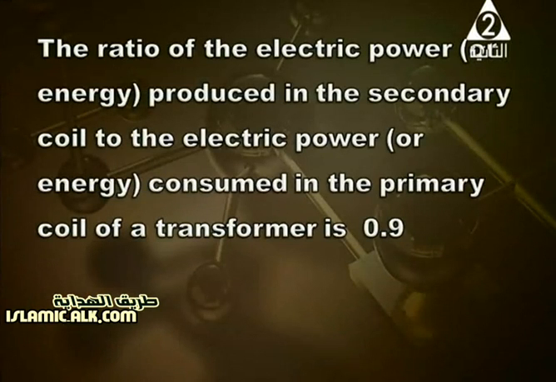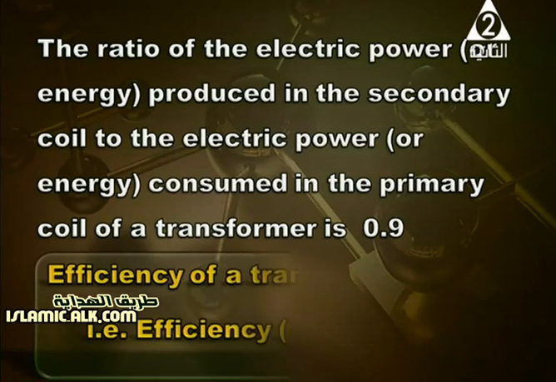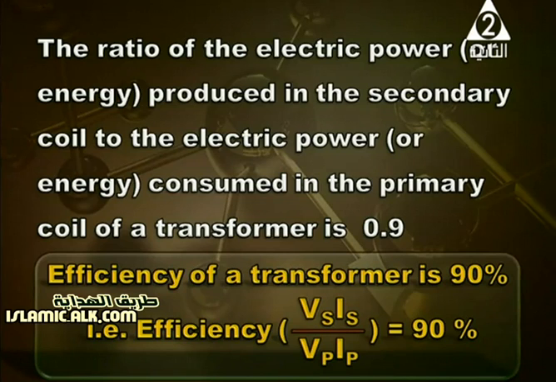The ratio of the electric power produced in the secondary coil to the electric power consumed in the primary coil of a transformer is 0.9. The ratio between the two powers, produced power and consumed power, is efficiency. So efficiency of the transformer is 90%. We can say efficiency of course equals VSIS over VPIP, and it is 90%.